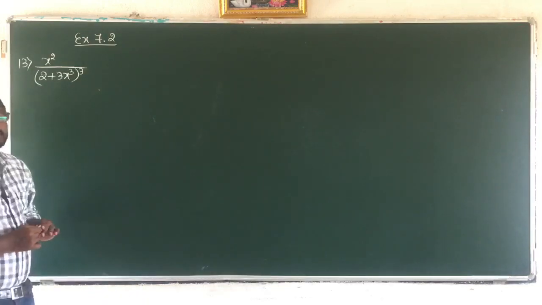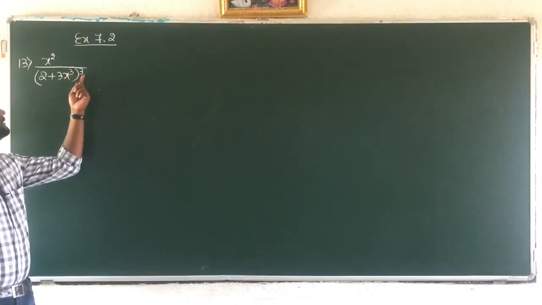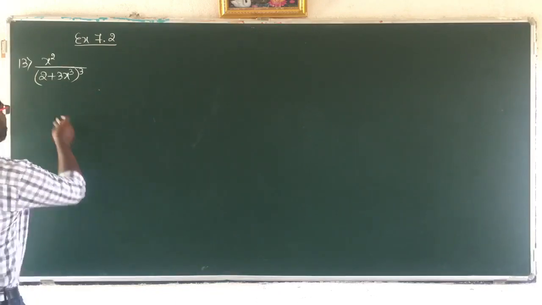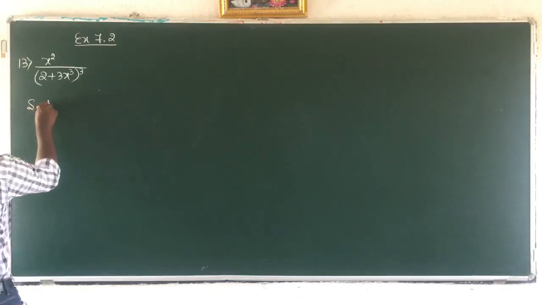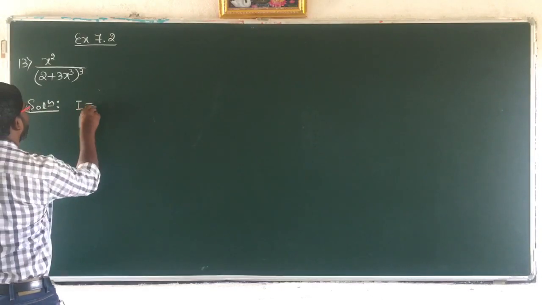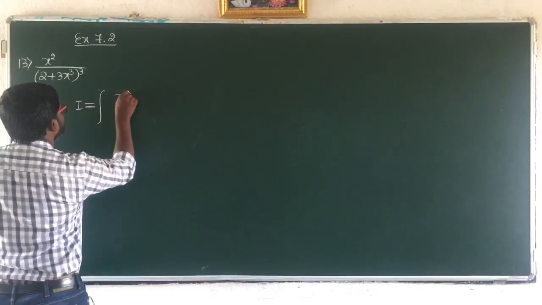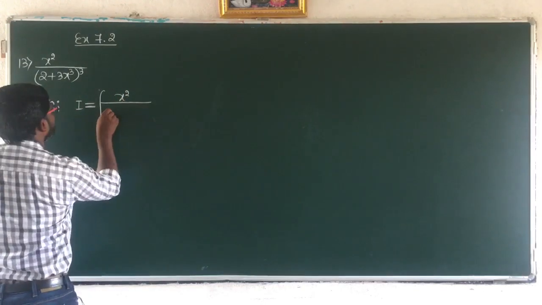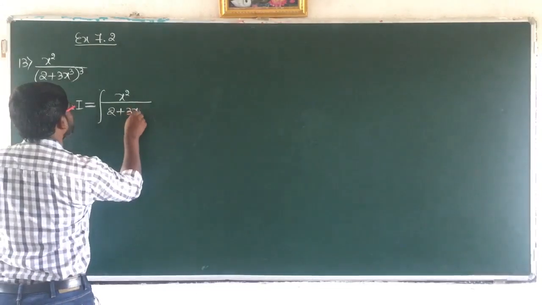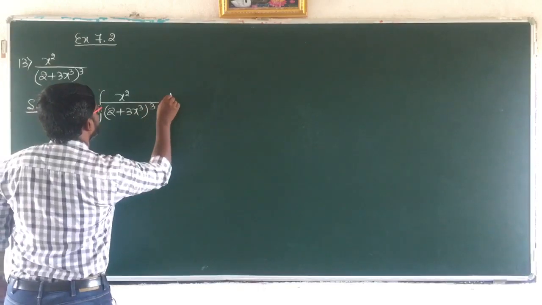The question is (x square divided by (2 plus 3x cube)) whole to the power 3. We have to integrate this with respect to x. So I take this as I equals integral of x square divided by (2 plus 3x cube) whole to the power 3 dx.